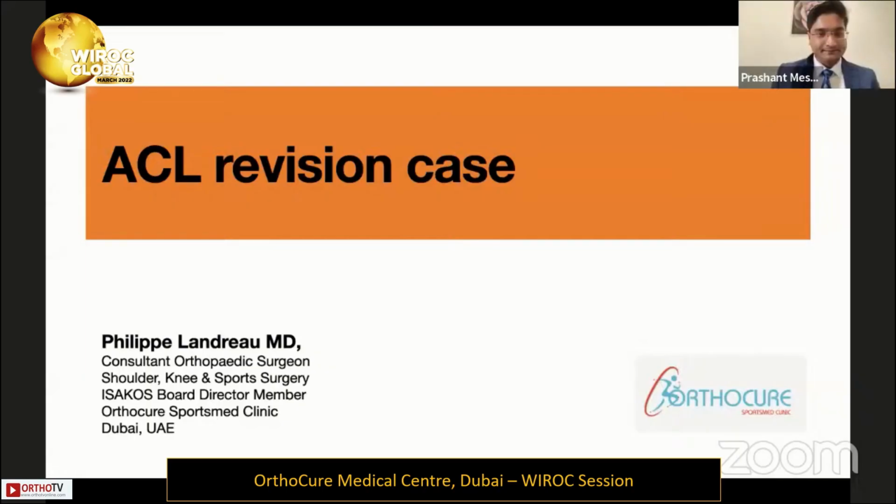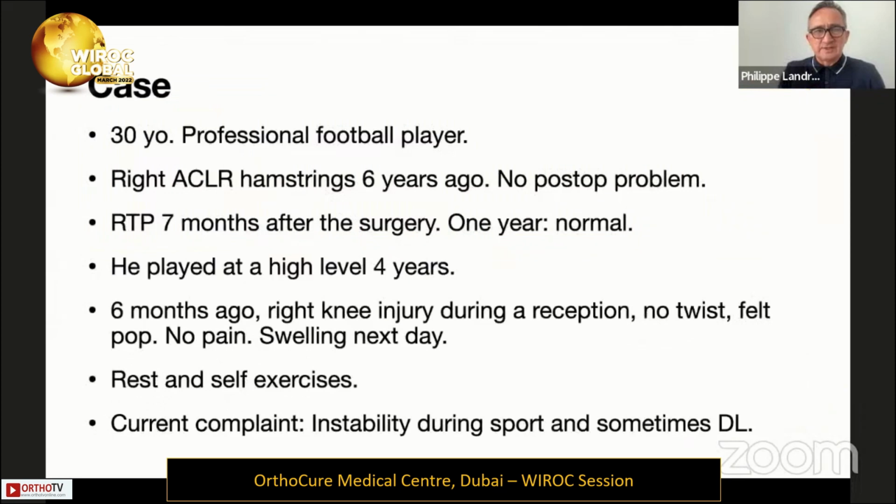The first one is a perfect illustration of what we talk about, managing the geometry of the knee, already highlighted by Dr. Said Altani. And this one will be one more illustration. It's a case of a 30 years old professional football player.